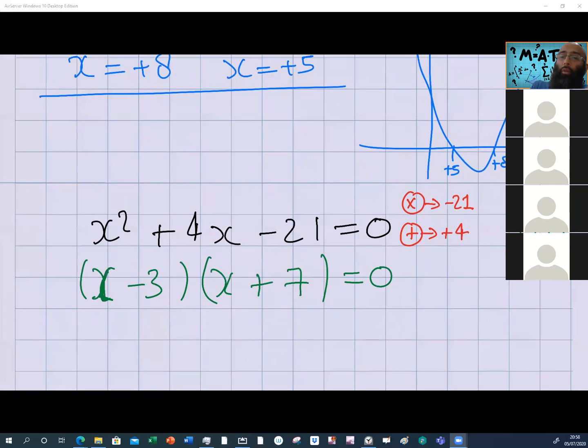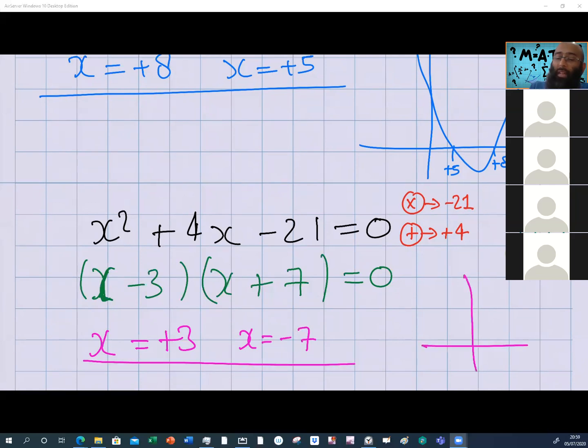So we need to now go on to the next step, which is the solving. So the opposite of minus 3 is? Plus 3. And the opposite of plus 7 is? Minus 7. Okay, if I was to draw a quick sketch of that, because I like doing a quick sketch. Minus 7 is this root over here, and this one is our plus 3. There's our x, there's a slightly dingy y, and there's our function. So that's how it relates to the graph.